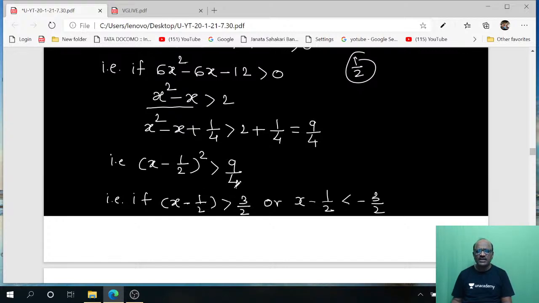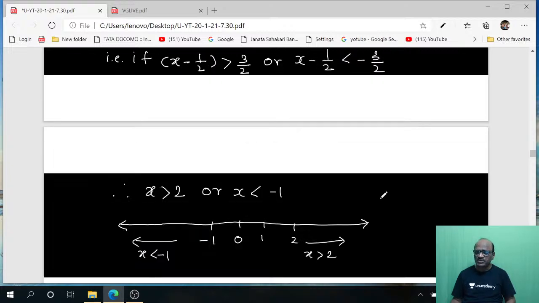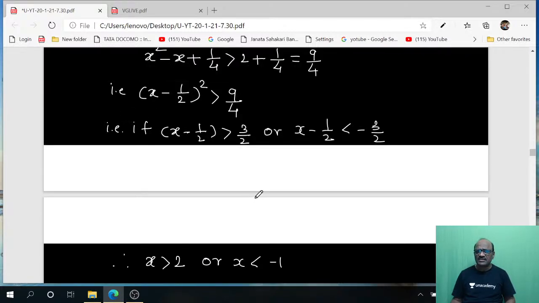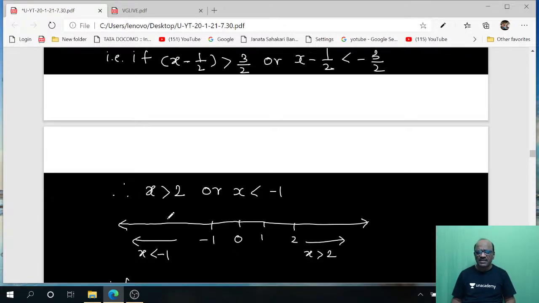The square root of 9 by 4 is plus or minus 3 by 2. If we take the plus sign, then x minus 1 upon 2 is greater than 3 by 2. Or if we take the negative sign, then you will get x minus 1 upon 2 is less than minus 3 by 2. And if we consider the number line here, if we simplify this, x is greater than 2, then you will have this type of range.